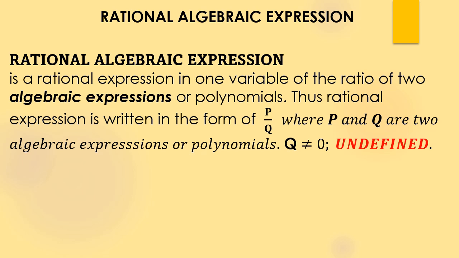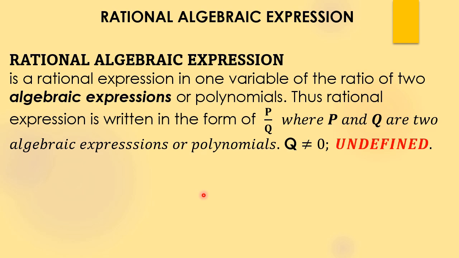But before we proceed to our topic, let me discuss rational algebraic expressions. What do we mean by a rational algebraic expression? A rational algebraic expression is a rational expression in one variable, the ratio of two algebraic expressions or polynomials. Thus, a rational expression is written in the form P over Q, where P and Q are two algebraic expressions or polynomials.